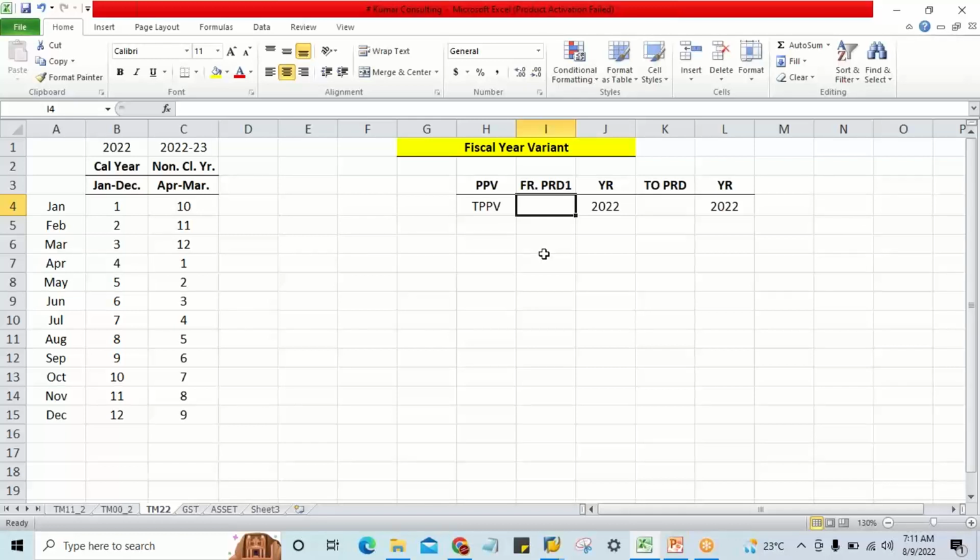Fifth. Yes. Now look at here, guys. We are in August. So as per calendar year, it is 8th. But when we use a non-calendar year, then it is the 5th period that is running right now. August equals the 5th period. Why? Because our first period is going to be started from April onwards. Right? So August is the 5th period.